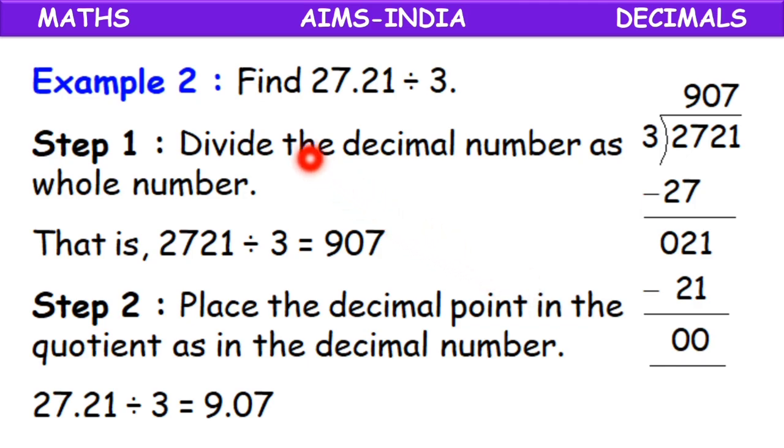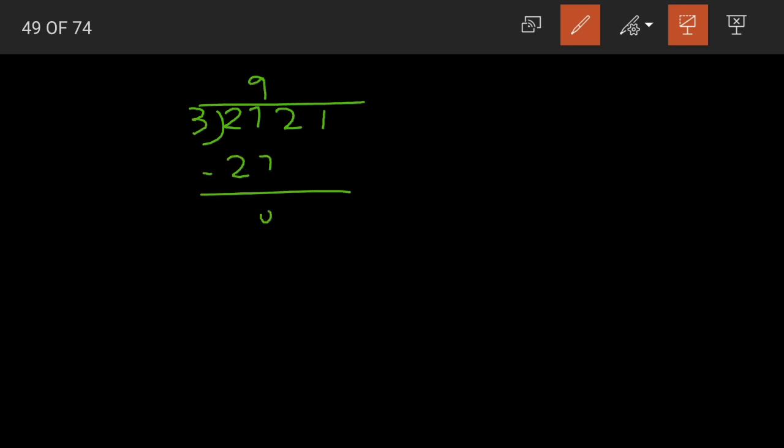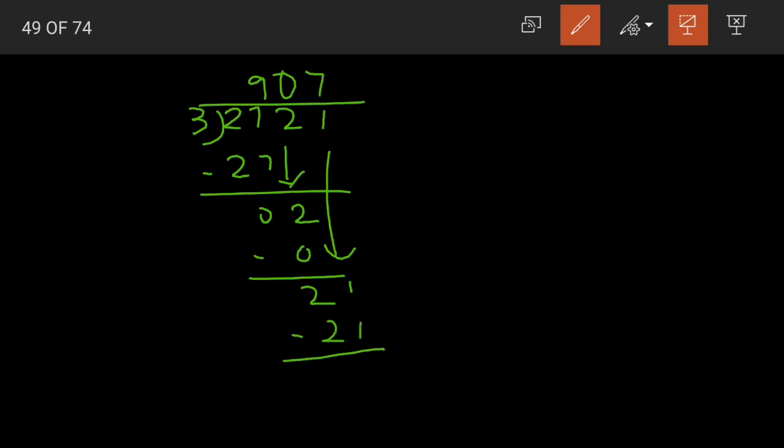Another example here, 27.21 divided by 3. We have 3 nines are 27. 0 is our remainder, 2 brought down. We have 3 zeros are 0. When we subtract, 1 brought down. We have 3 sevens are 21. When we subtract, 0 is our remainder.